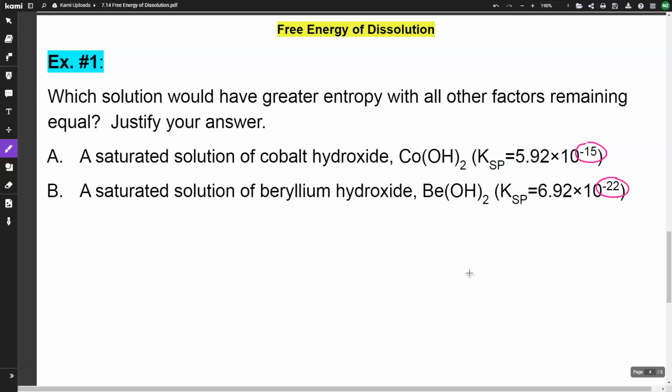When we talk about entropy, remember, that is disorder. If it's going to dissolve more because it has a higher KSP value, there's going to be more ions floating around. So it's going to have a greater entropy value than our beryllium hydroxide, which has a smaller KSP value. More ions floating around means more entropy.